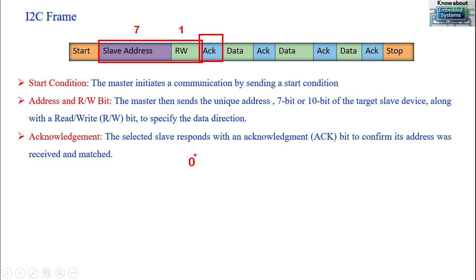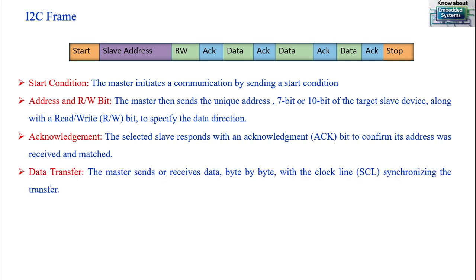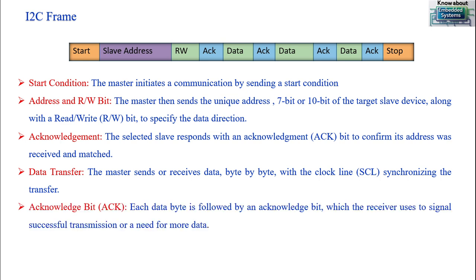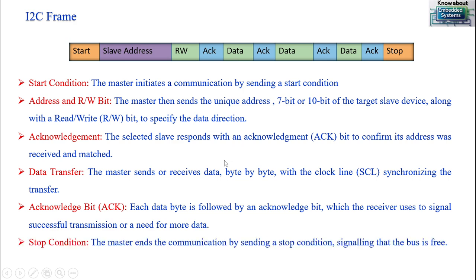Once the acknowledgement is received, the master will either transmit data byte by byte, or receive data byte by byte. Both ways are possible, and every data transmission will have an acknowledgement. Whether data is transmitted from master to slave or slave to master, in both ways we will get an acknowledgement, either from master to slave or slave to master.